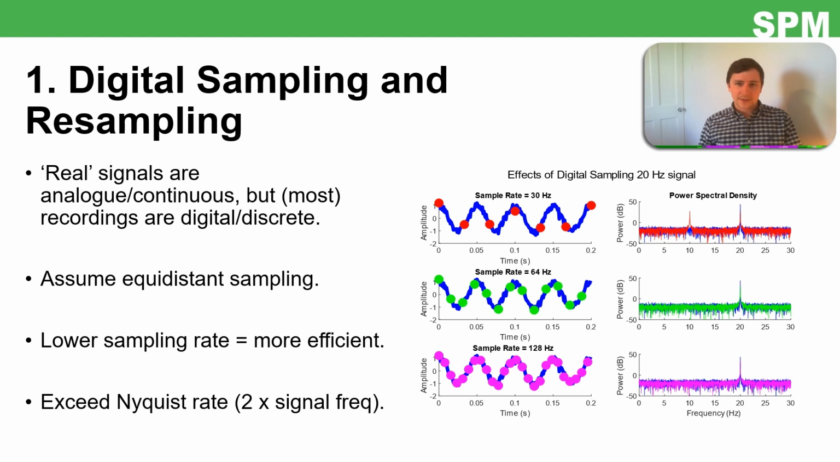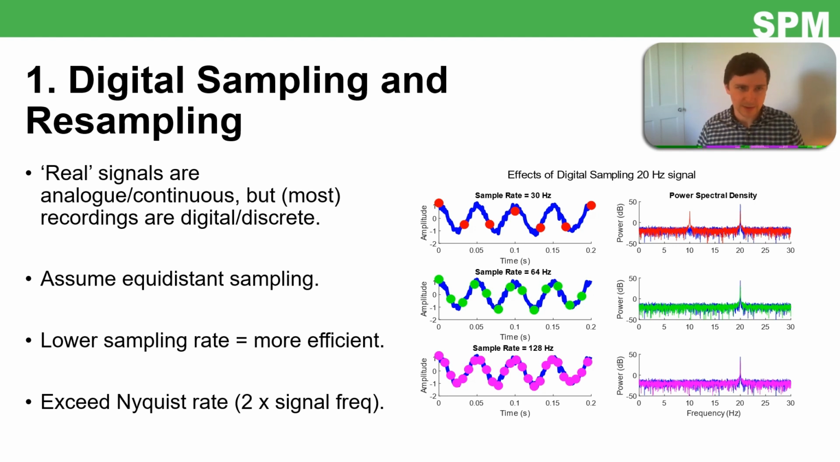Anyway, let's talk about digital sampling and resampling. There's not a huge amount to say about this, I guess, but I'm going to try. Consider that the real signals in the world are analog, continuous in nature, but the way in which we record our data is pretty much always discrete. We take little bite-sized pieces of that data in time and digitize it.